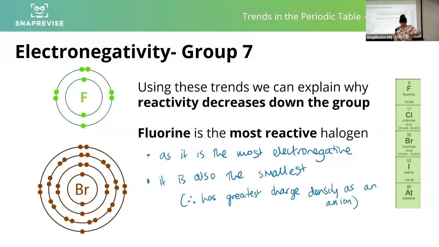As you go down the group, the atomic radius is going to increase. If the atomic radius increases, charge is spread across a greater area. And halogens are trying to gain an electron when they react. So the bigger the atom is, the lower the charge density is of the anion that would be formed, and therefore the attraction between the outer electron and the nucleus is going to be weaker. So you're not going to create an anion that is as stable.